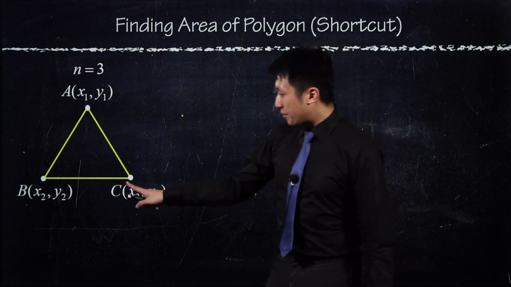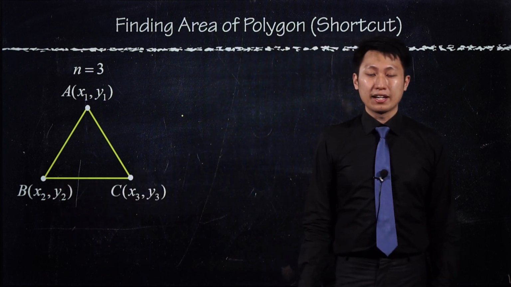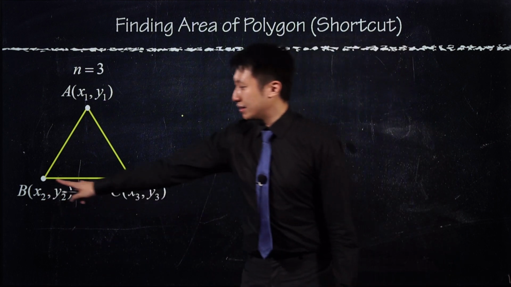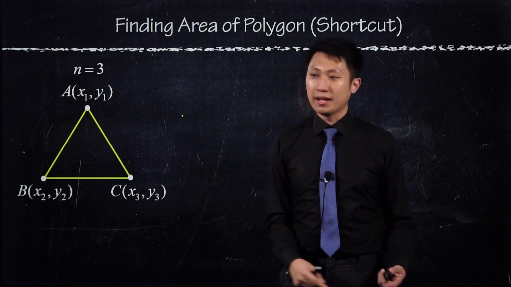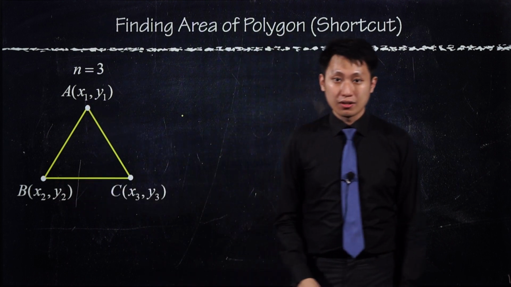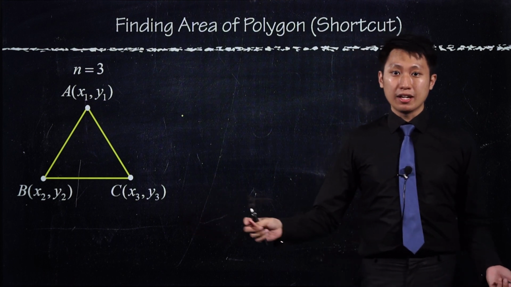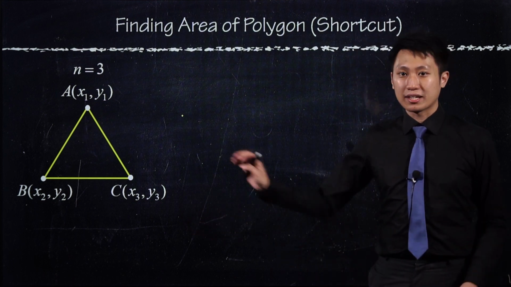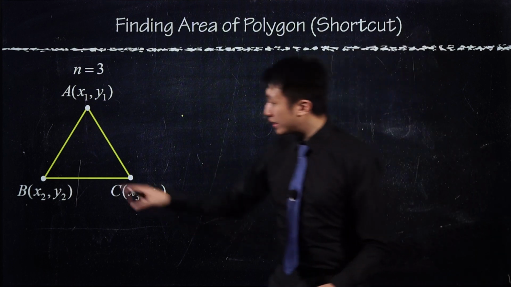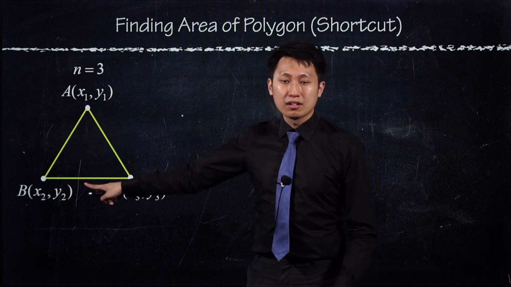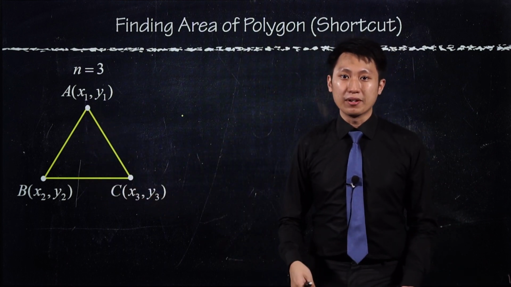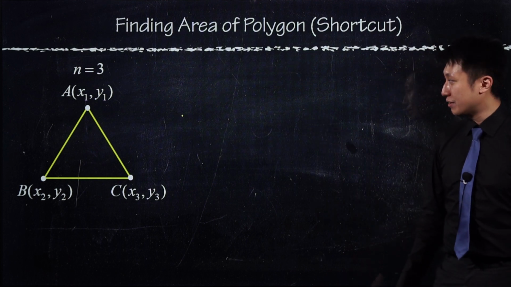From here to here, it's very easy to find the length, correct? You can find the distance between these 2 points. But the problem is this one to here. You never learned this before, right? You probably need some other skills to actually find this one, so it's not that easy. So what do we do now? We don't use this formula. Hence, we go to this formula.